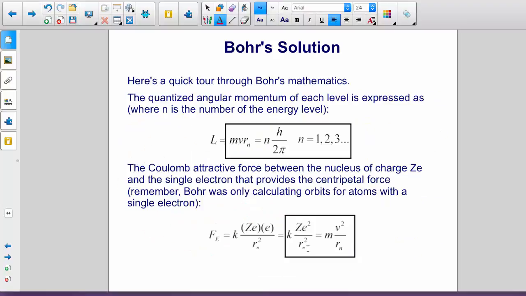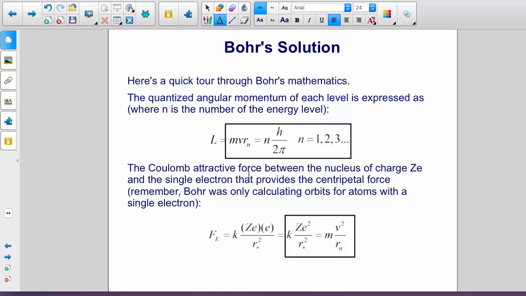Let's do a quick tour through Bohr's mathematics. You will be responsible for understanding and using the equations that end up being boxed as we go through. First of all, Bohr assumed that the angular momentum of each level is quantized and is expressed as follows. L, the angular momentum, is equal to m v r sub n, which is equal to n times Planck's constant divided by 2 pi, where n is an integer corresponding to the orbit.